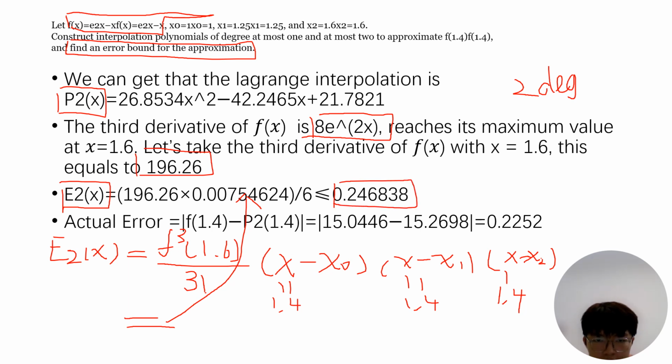The actual error is f(1.4) minus p2(1.4), which is this value. So this is the actual error, and this is the error bound. Okay.